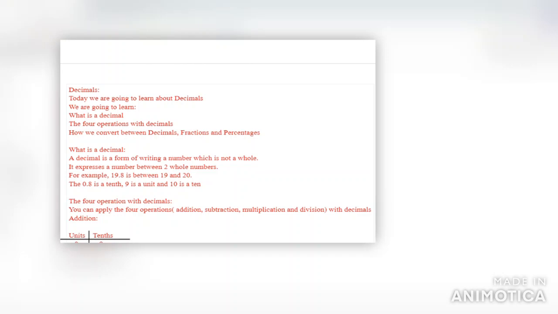So 0 plus 7 equals 7. Don't forget we carried the 1. So 7 plus 1 equals 8. So it is 8.7.